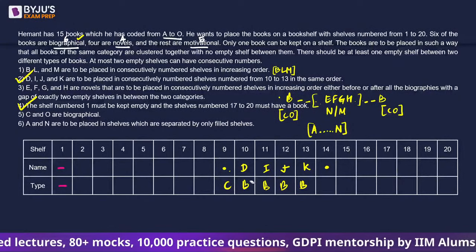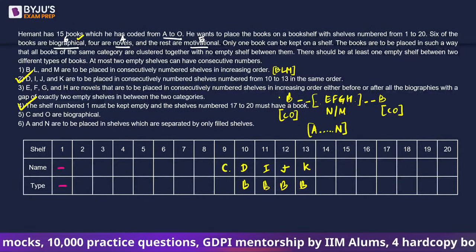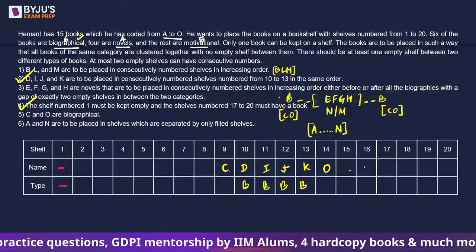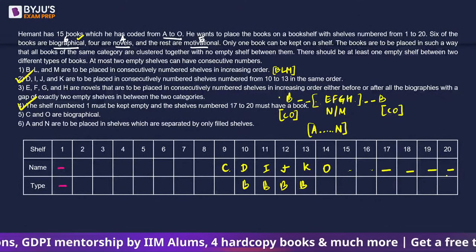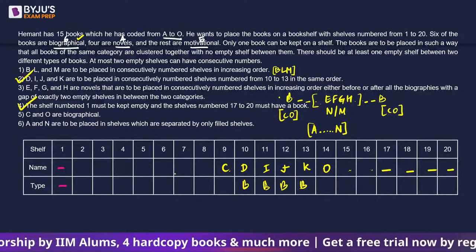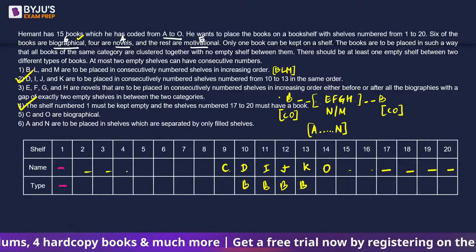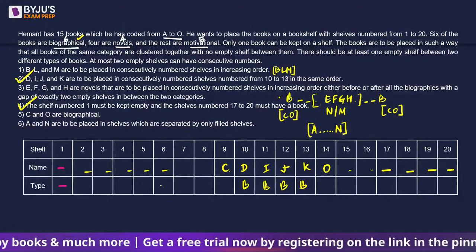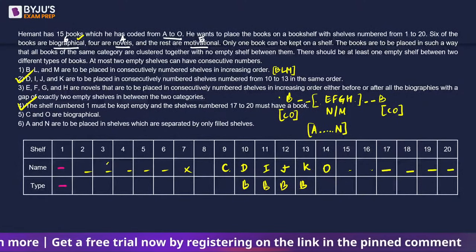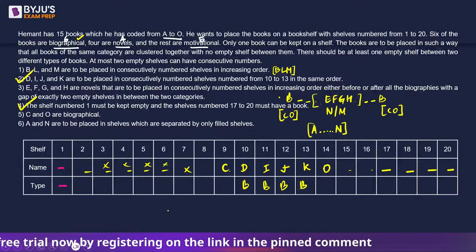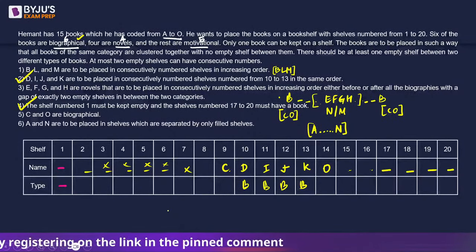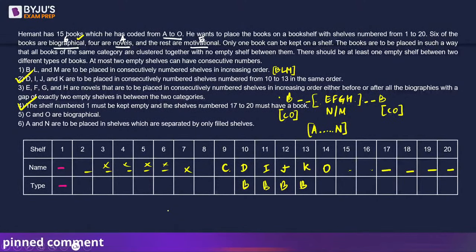So we are going to place C and O over here. Now we can take a gap of 2 and place 4 novels, and then we can place 5, either 1, 2, 3, 4, 5 motivational here, or we can shift it a bit here as well. These 5 can also be there, right? Third statement says E, F, G and H are novels that are to be placed in consecutively numbered shelves in increasing order either before or after all the biographies, with a gap of exactly 2 empty shelves in between the 2 categories. So very much possible.